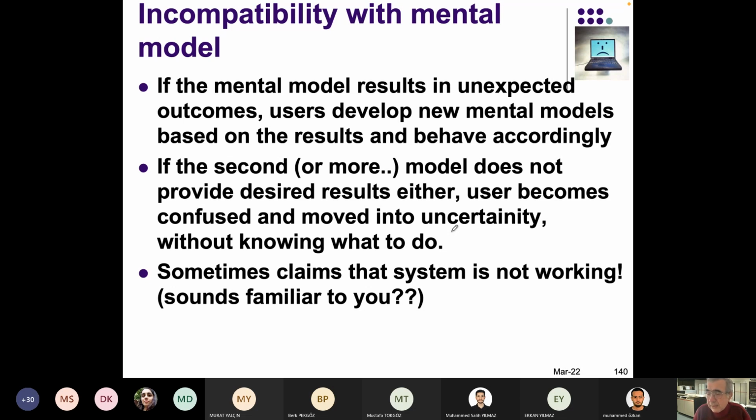If the second model does not provide desired results, the user becomes confused, moves into uncertainty, and he or she doesn't know what to do. Sometimes, and usually, the user claims that the system is not working. System went crazy, because his or her mental model is not aligned with the model that the system is following. They are working in different directions.